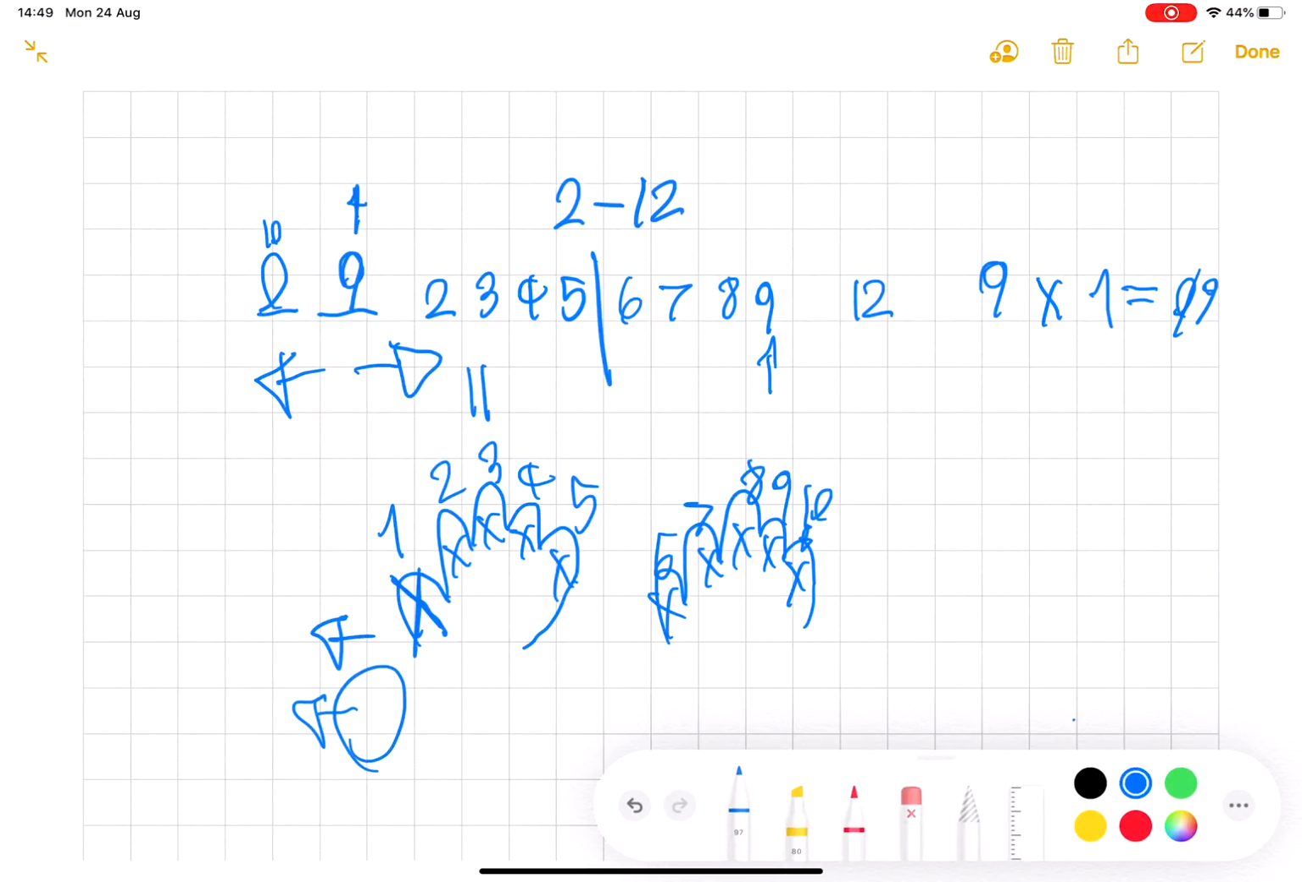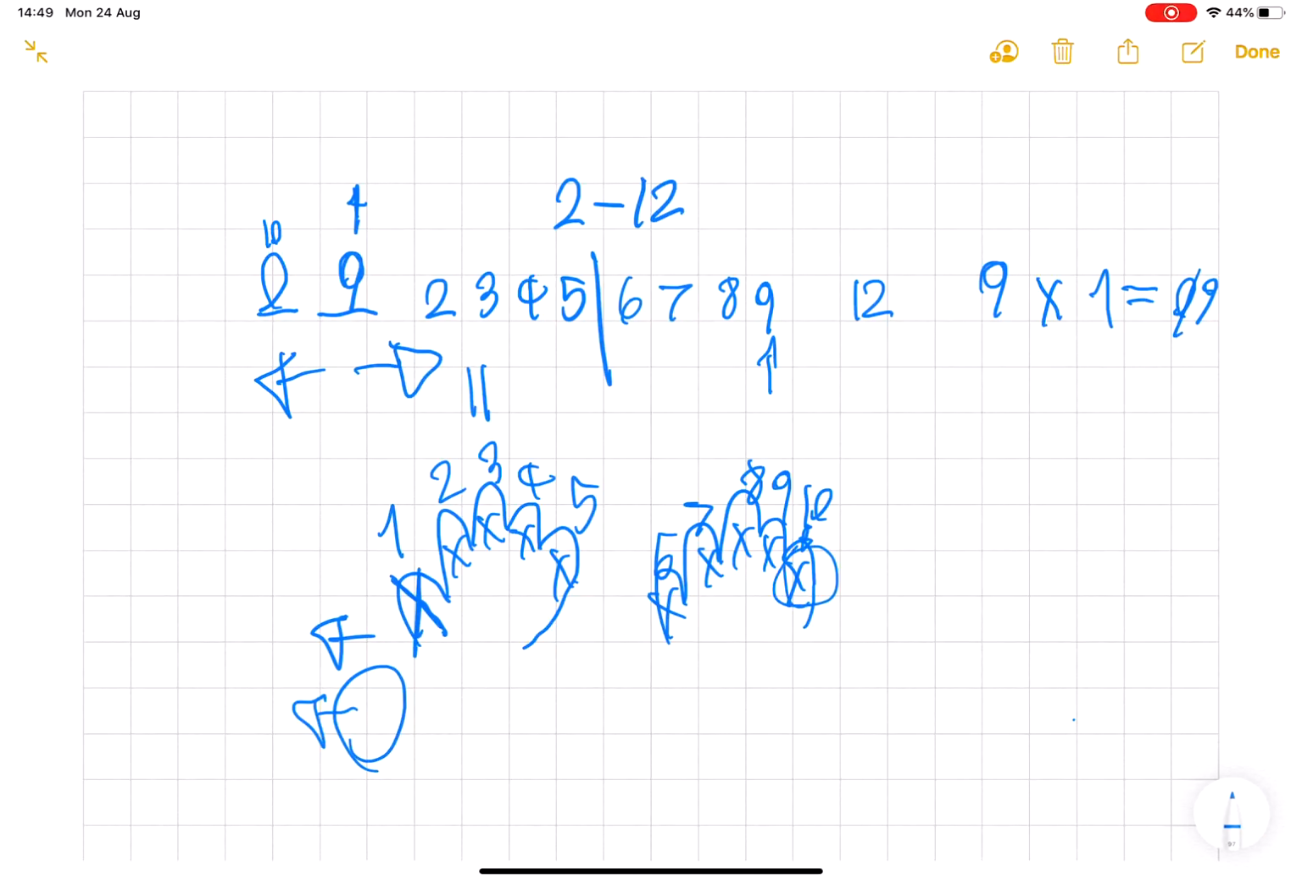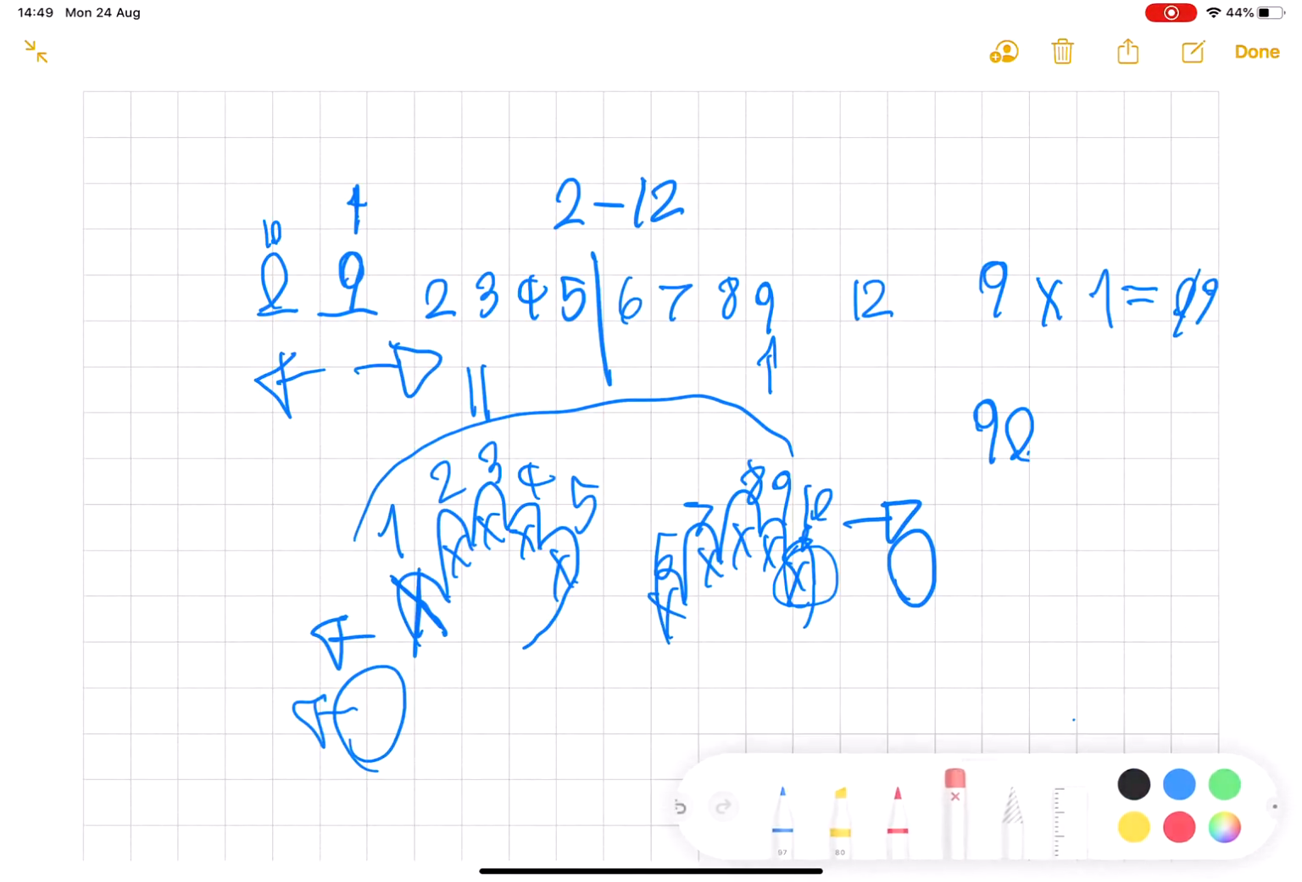If you do like 10, you have 9 here to here. But since you don't have any number on the right, you can't just leave it hanging. You just have to add a 0, making it 90. That's the trick.